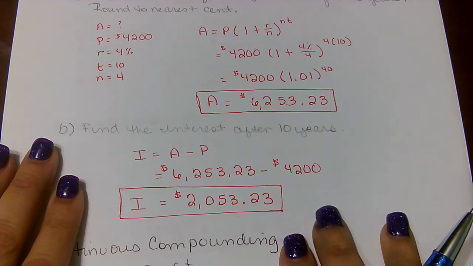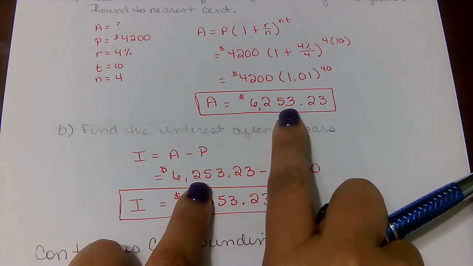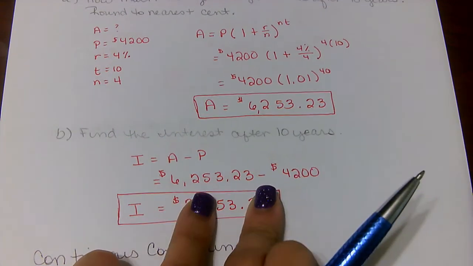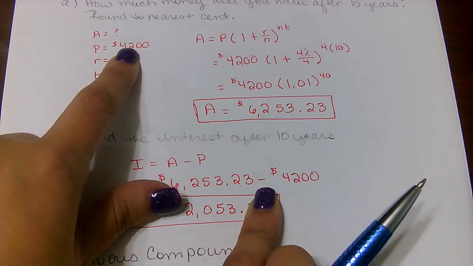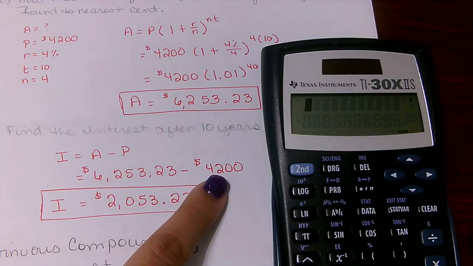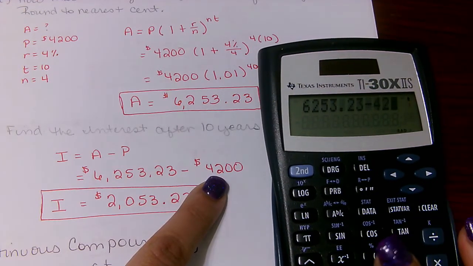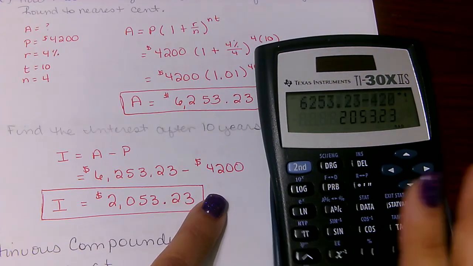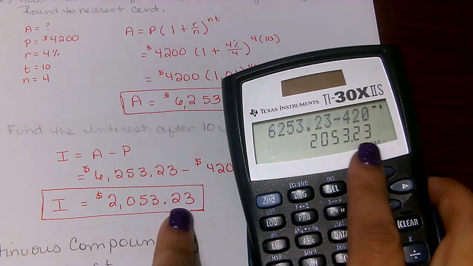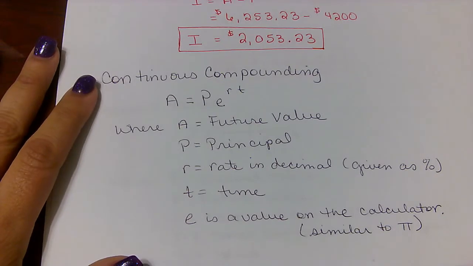Part B says to find the interest after 10 years. So since we have our future value of $6,253.23, we need to subtract the initial amount that we put in, $4,200. Let's go ahead and do that. $6,253.23 minus $4,200. The interest we made in the 10 years was $2,053.23.